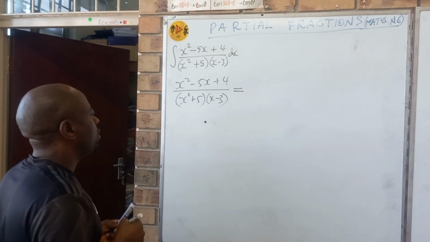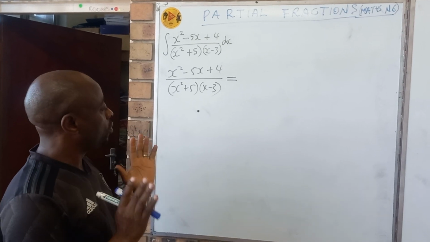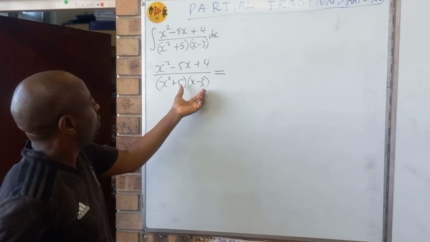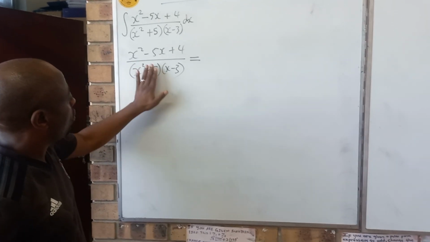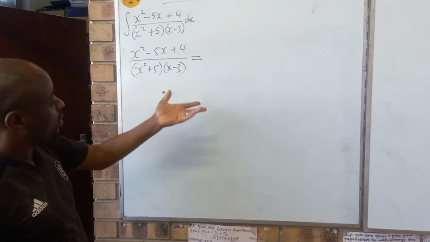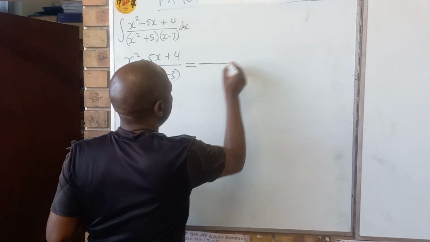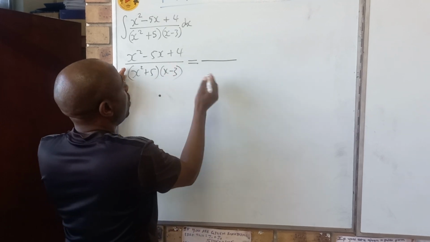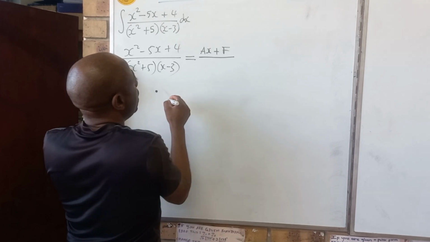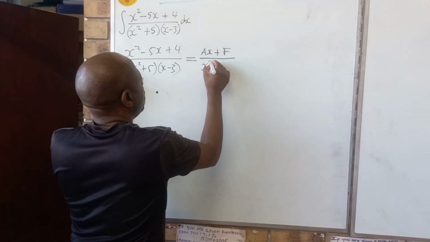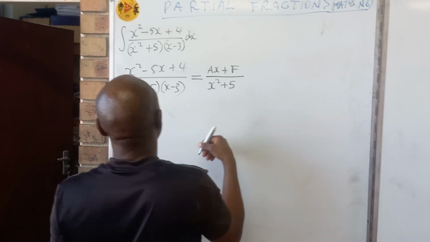Looking at this, you can see that the denominator is the one that helps you know how to choose your partial fractions. If you have a denominator that has a quadratic that cannot be factorized, you see this quadratic, you can't factorize it more than this, then there is a way of writing your partial fractions, which if you are an NC student using your formula sheet can guide you. I'll try to write it the way they do with the formula sheet. You get ax plus f divided by the quadratic, but you can also call it ax plus b, it doesn't matter, it's just a constant.